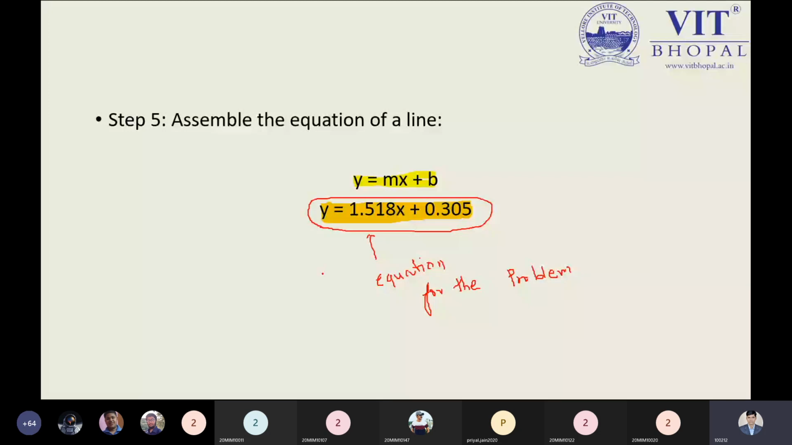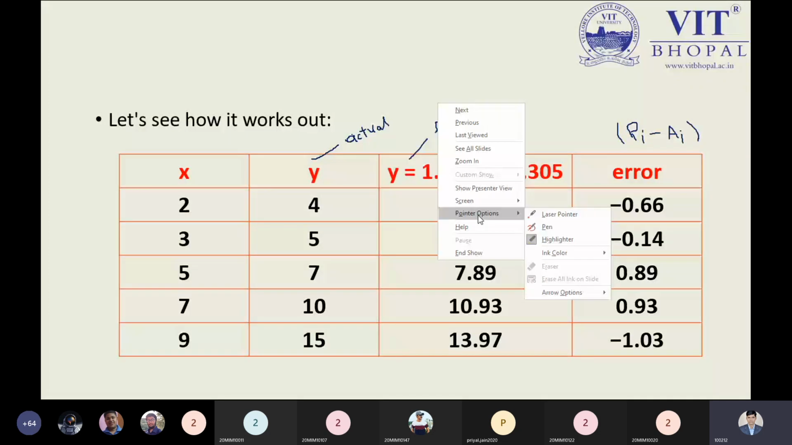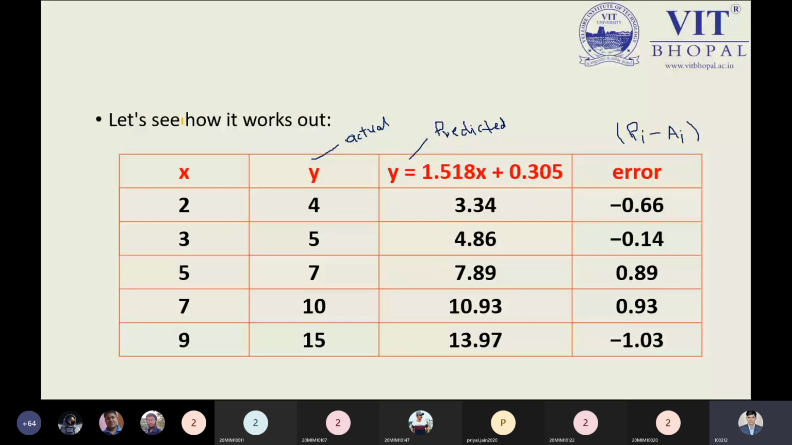Now, after assembling, what do we have to do? We have to do something properly. You can observe over here the few things that you are observing. How it works out, it is determining the things over here. This x is the actual value of our independent variable, and this y is the actual value of our dependent variable.